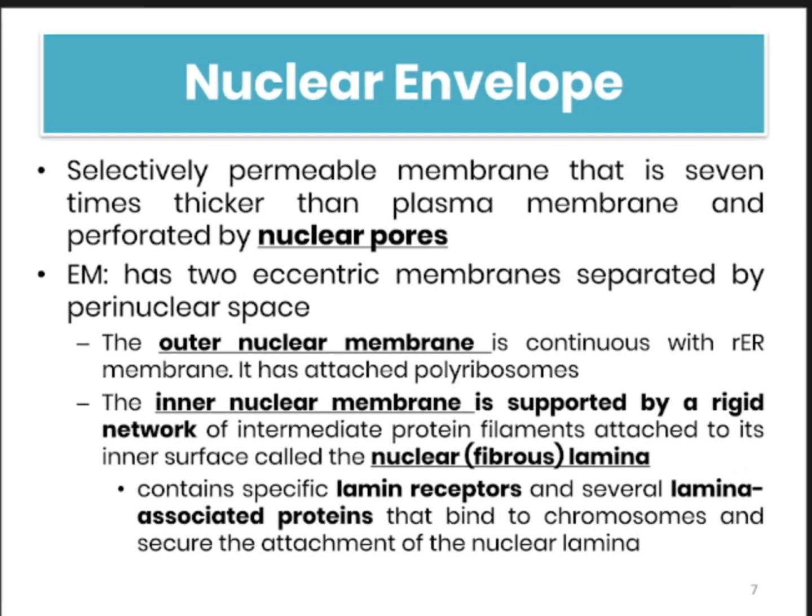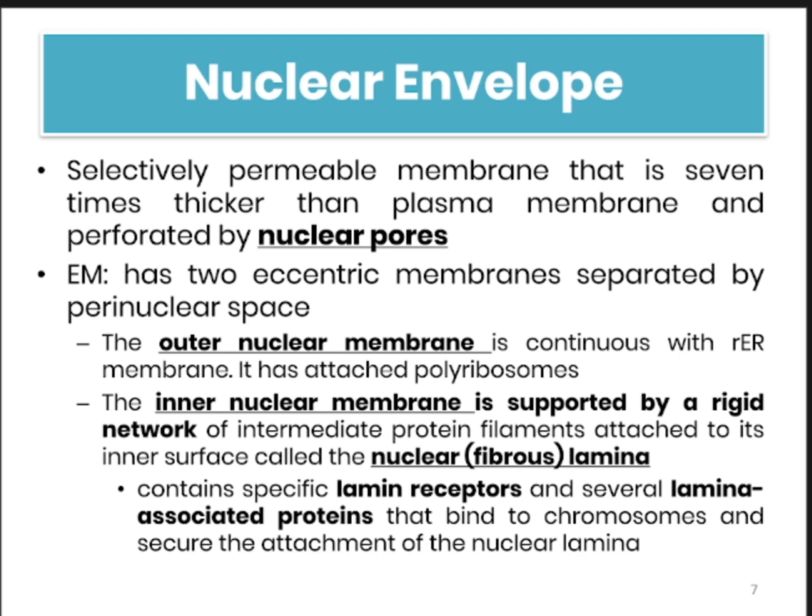If we observe it under an electron microscope, we could see that the nuclear membrane consists of two concentric membranes separated by the perinuclear space. The outer nuclear membrane is continuous with the endoplasmic reticulum, specifically the rough endoplasmic reticulum membrane. The outer membrane also has attached polyribosomes, which are involved in protein synthesis.